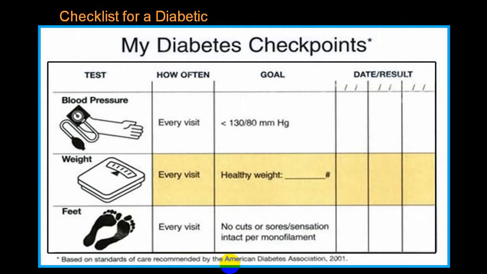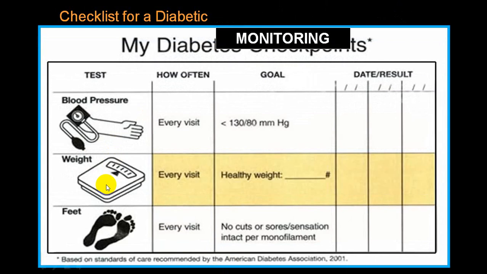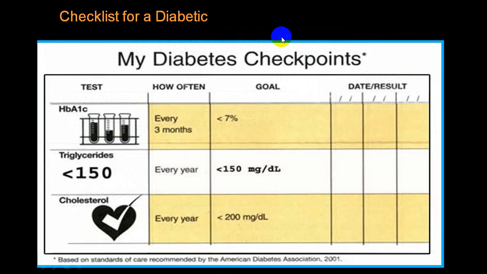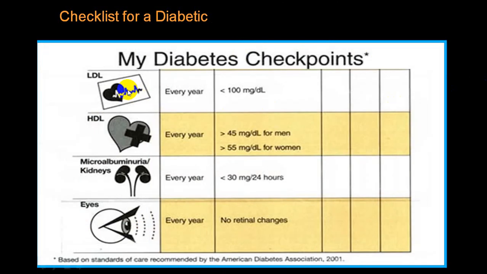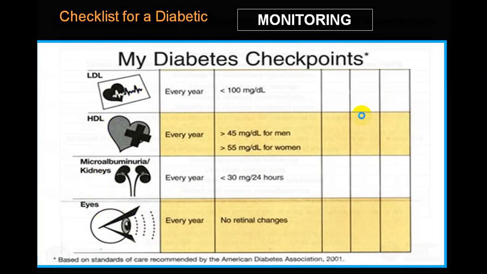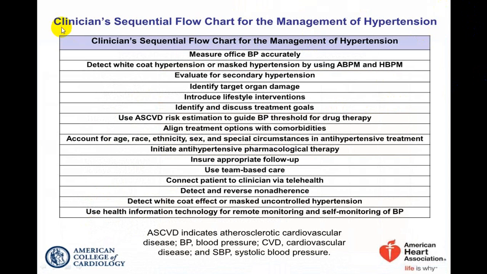This is what we call follow-up. In follow-up: regular blood pressure checkup, weight control, a checkup for sensation because of diabetes, HbA1c, triglyceride, cholesterol, LDL, HDL, lipid profiles, and an eye checkup. All this should be done. This is what we call sequential follow-up. If you don't do this, you will miss a good number of cases: masked hypertension, masked uncontrolled hypertension, etc. You will miss resistant and pseudo-resistant hypertension, and you will treat with the wrong drugs.